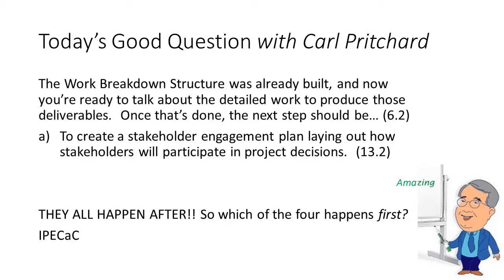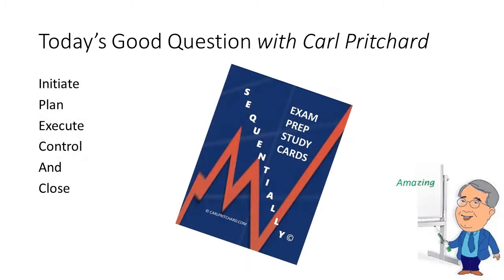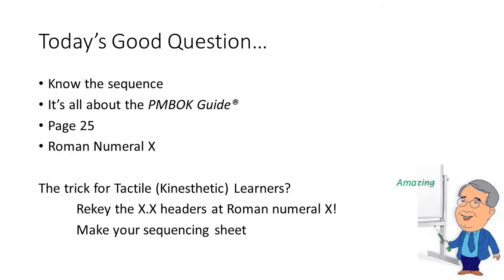This question was derived out of the Sequentially card game. That's right, it helps you get down the initiate, plan, execute, control, and close, and put things in their proper order. You can check that sucker out on eBay. The key here, know the sequence. It's all about the PMBOK Guide. Know page 25, and Roman numeral 10 gives you the sequence for the entire PMBOK in the index pages for Part 2 of the Guide to the PMBOK.